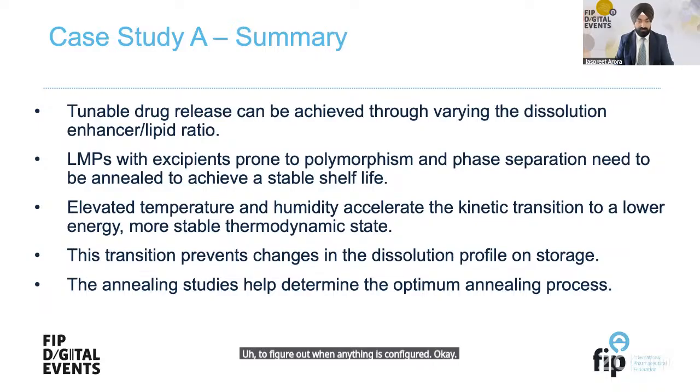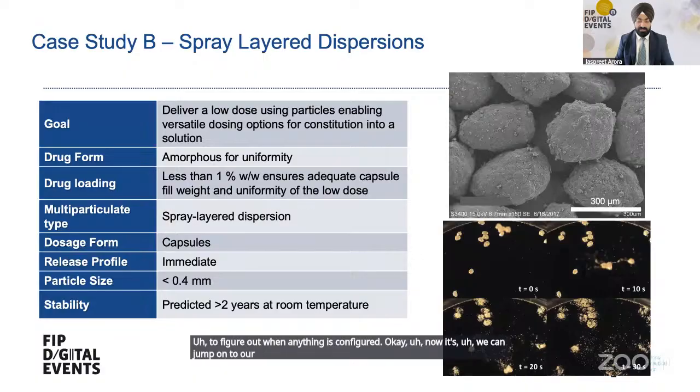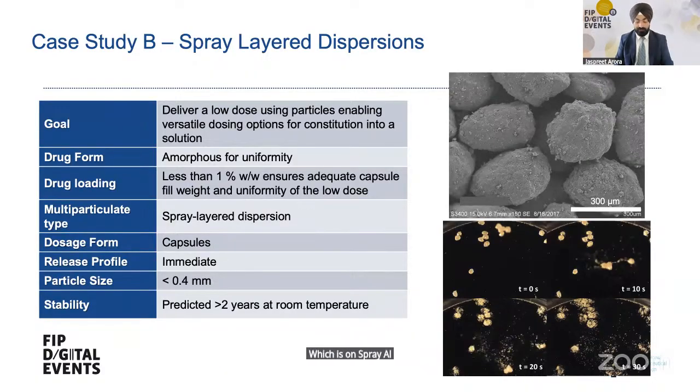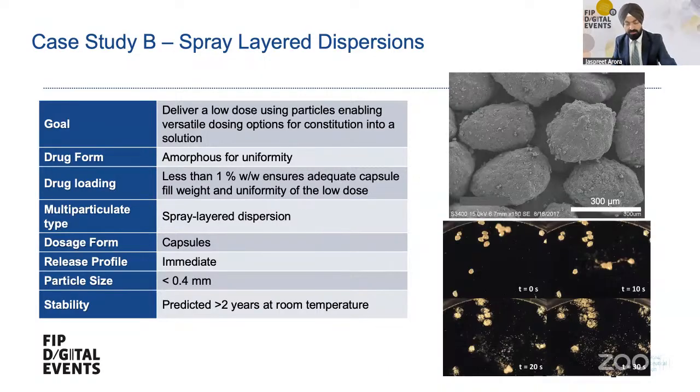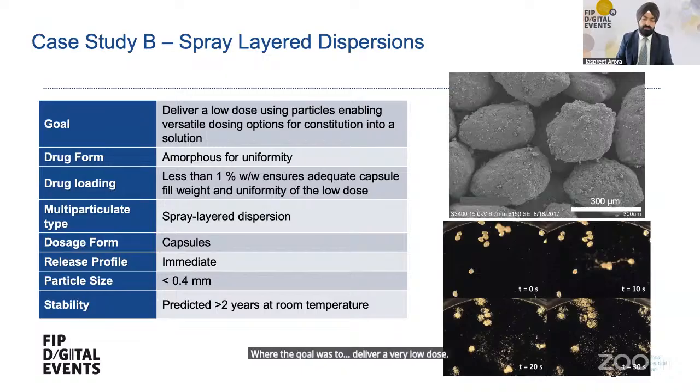Okay, now we can jump on to our second case study, which is on spray layer dispersions. So this is another pediatric formulation where the goal was to deliver a very low dose of a drug using particulates to enable versatile dosing options for clinical trials and also the pediatric plan.